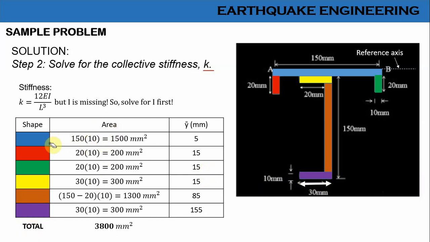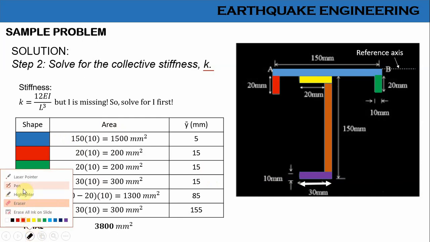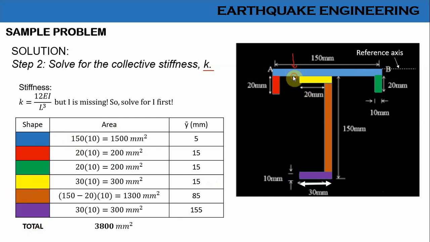Now, solving for the area of the blue shape, this is 150 times the thickness of 10. The thickness all throughout the channel is 10 mm, here as well, and this one too, 10 mm. So it's just 150 times 10, which is 1,500 square millimeters. The centroid is here, and since it is a rectangle, it is just half the thickness, so 10 divided by 2 is 5.